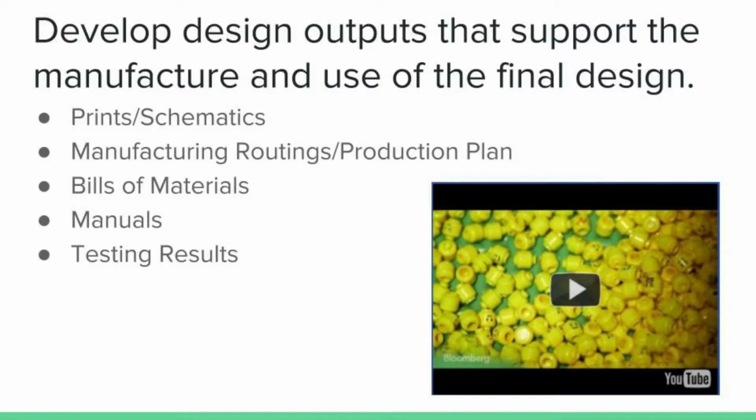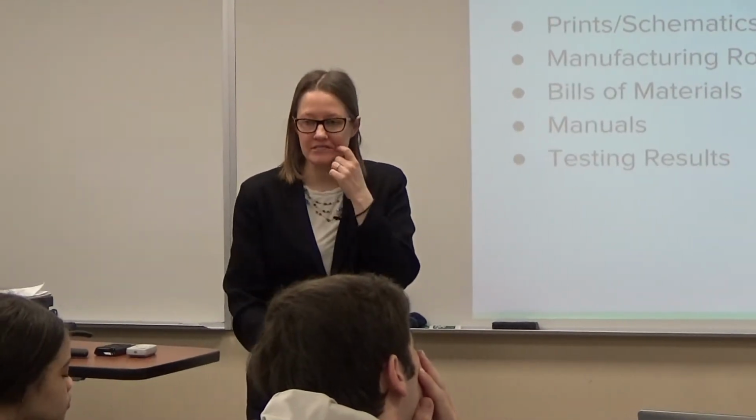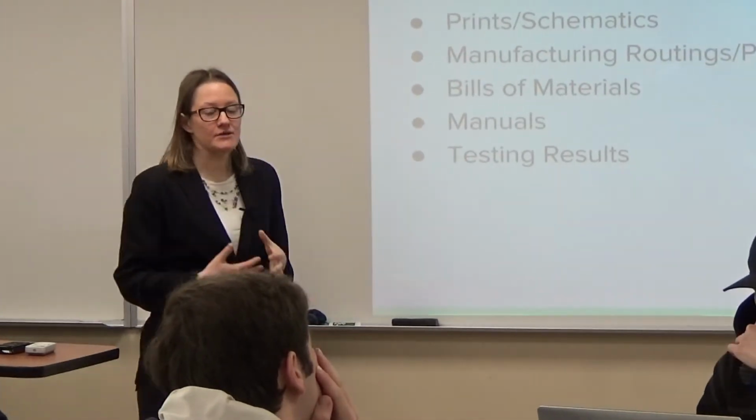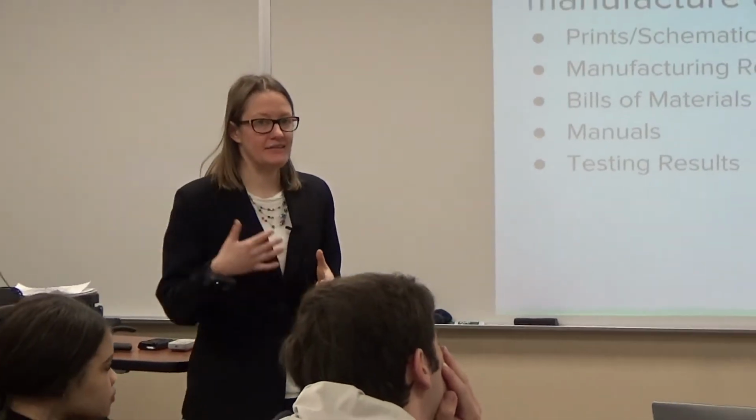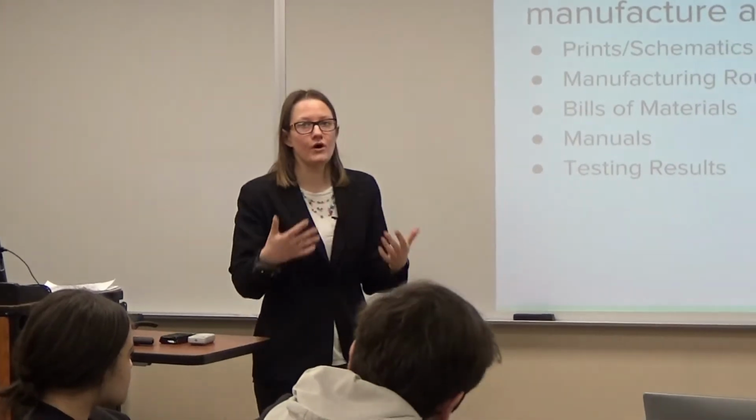We're going to go through each of these in a little detail, but you're going to want to have prints or schematics for your design or process, a manufacturing, routing, or production plan, a bill of materials, a manual, and do some testing and get some results. So these are the end goals of the detailed part of the design process. And this is a lot of stuff that leads to some of the deliverables you have at the end of the product process when you do your final delivery. So that's what we're working towards in the detailed design process.